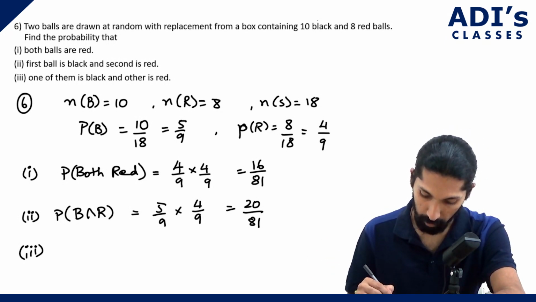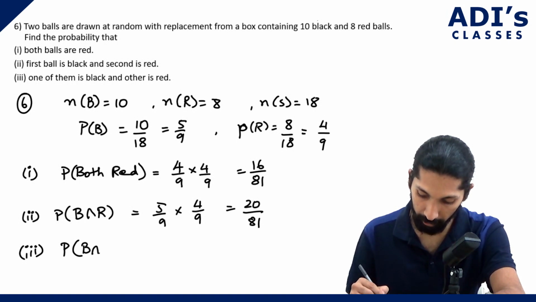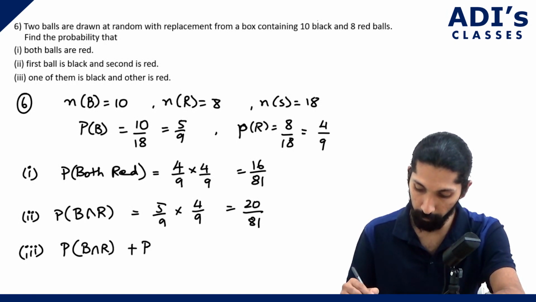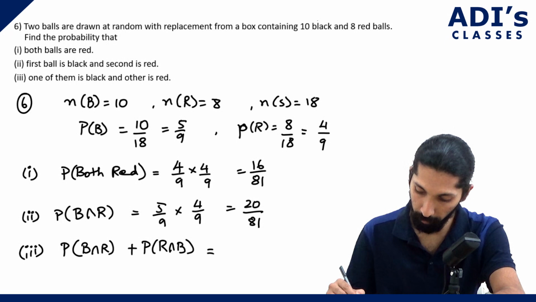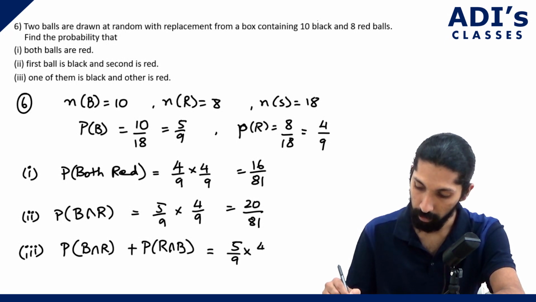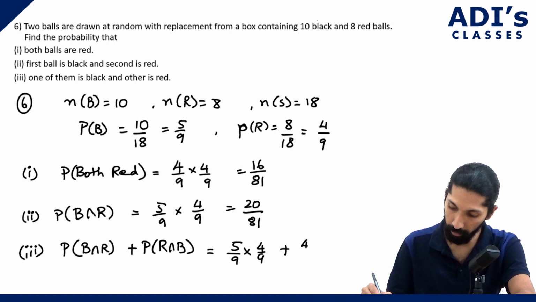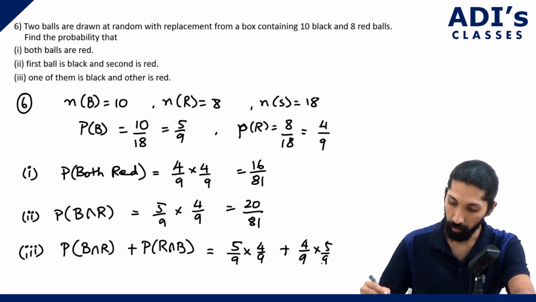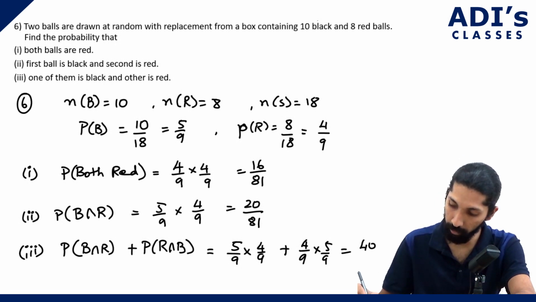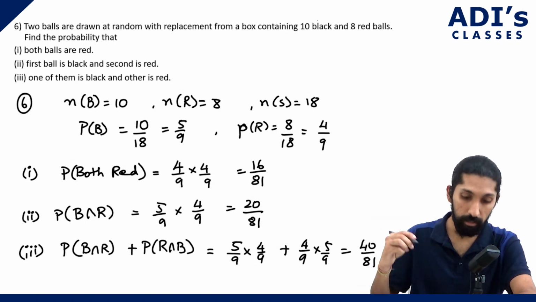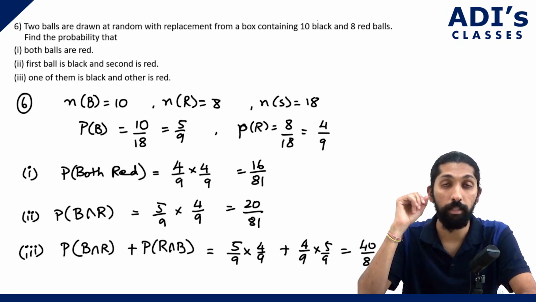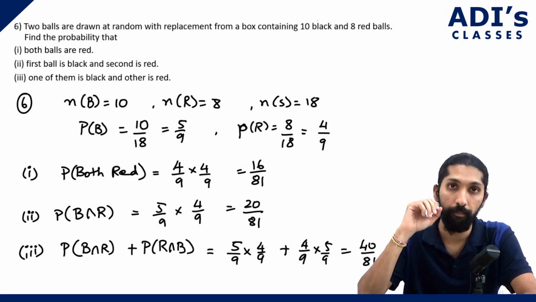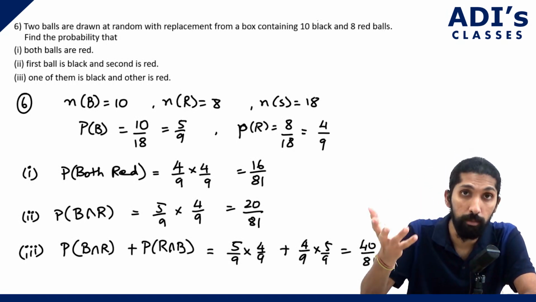So we can have two cases. Probability of black and red, or probability of red and black. Correct? So the first case is going to be 5 by 9 into 4 by 9 plus 4 by 9 into 5 by 9. That's 20 by 81 plus 20 by 81, which is 40 by 81. Fair enough? These are the answers for this particular question. So whatever problems we have done so far are all related to independent events, correct? So in the next video, we'll look into the next concept in probability.